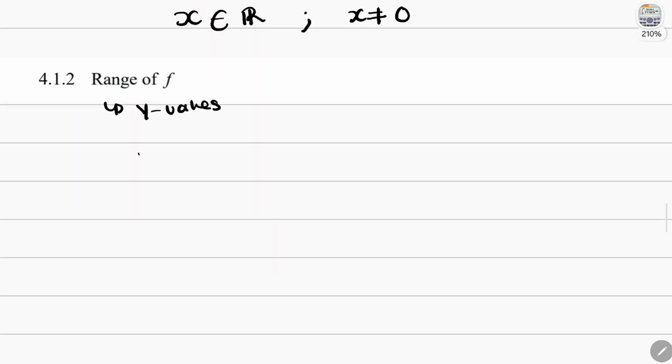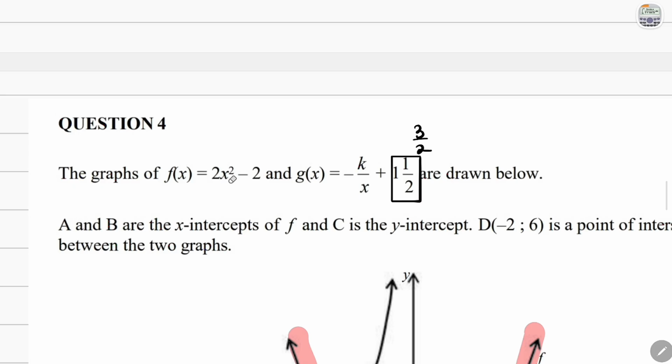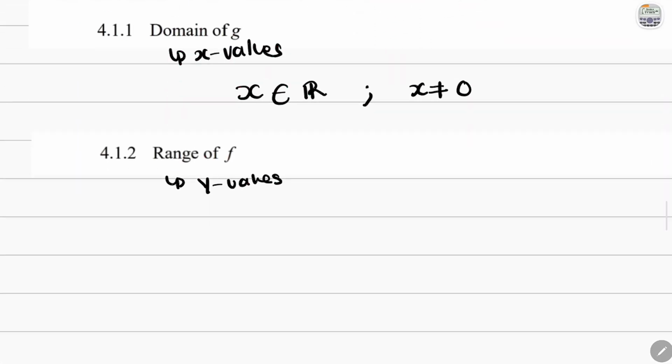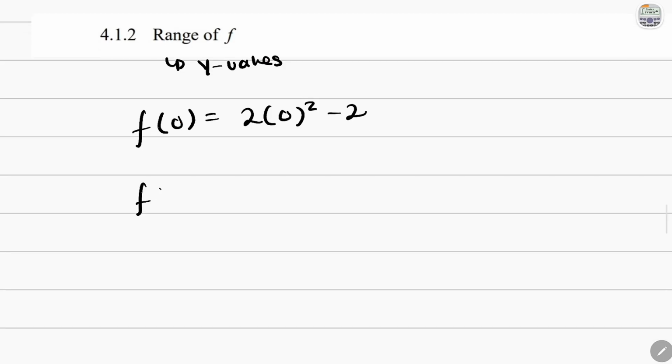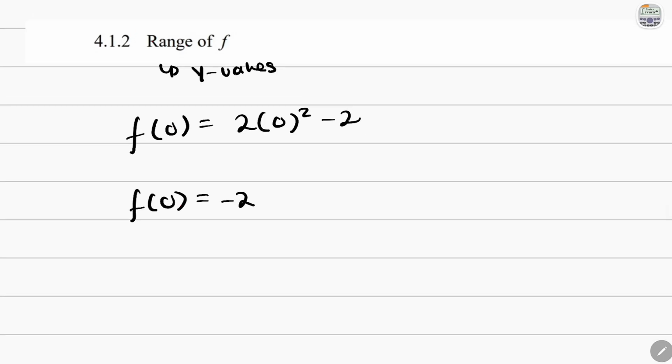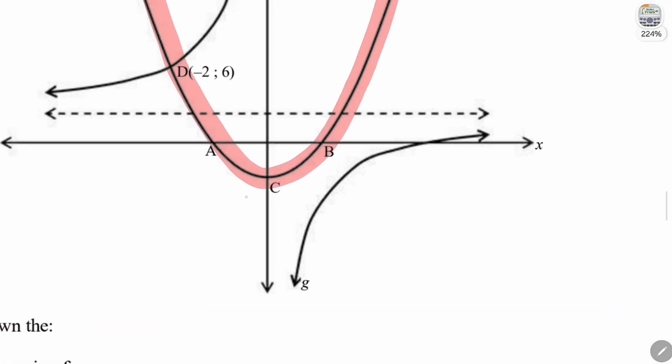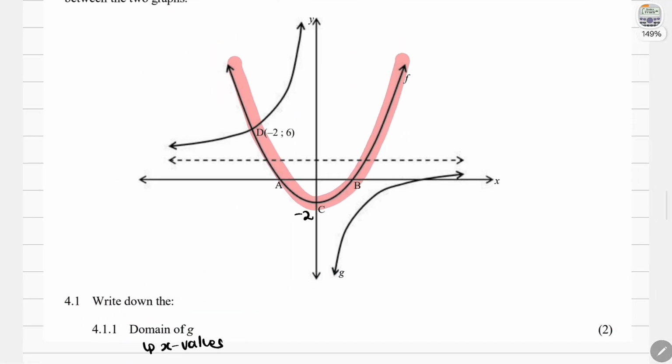So we're going to take the graph of f and say f of 0, but you don't really have to do that, because that stands for your y-intercept. If you make this equal to 0, everything becomes 0. But you can show them your calculation. You can say f of 0 equals 2 times 0 all squared minus 2. And so f of 0 equals negative 2. So you know what that y value is now. This is minus 2. And so it means that all the y values that exist for this graph are values that are either equal to negative 2 or greater than negative 2.